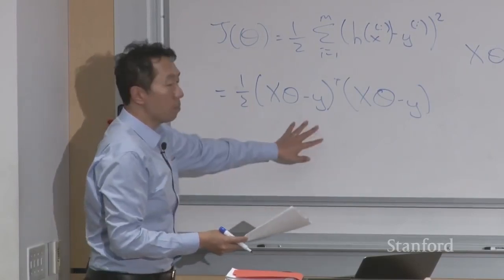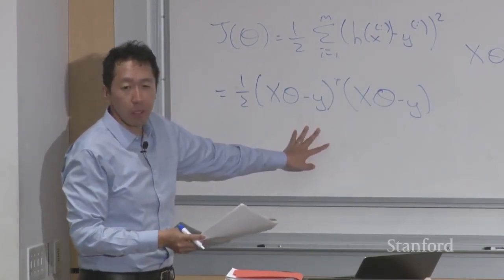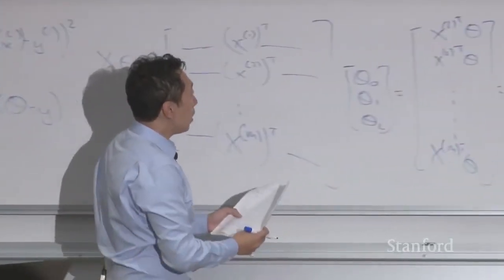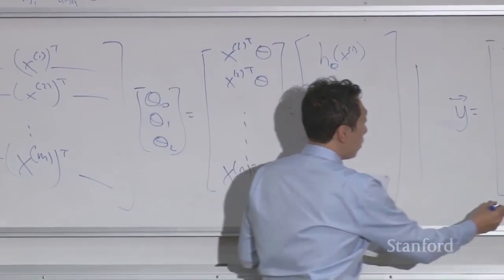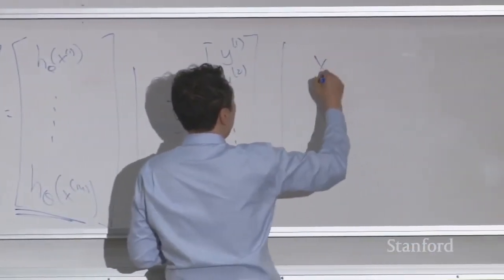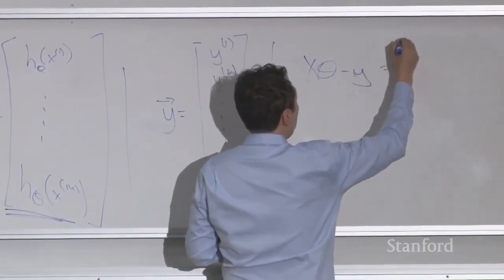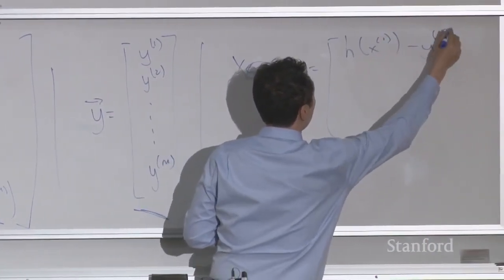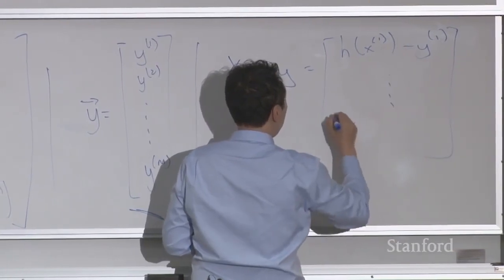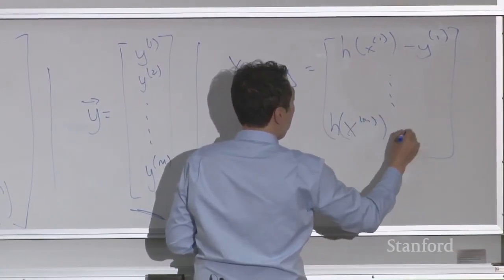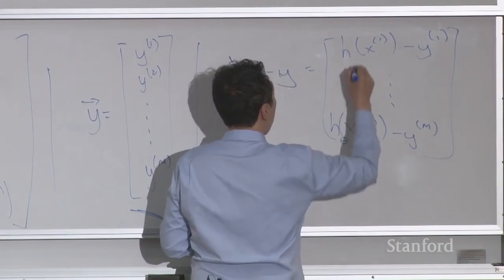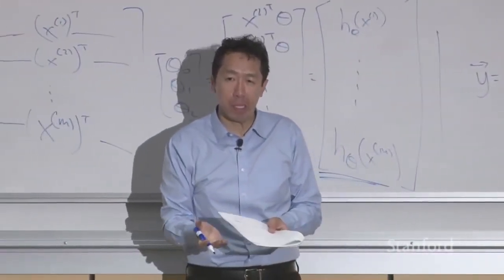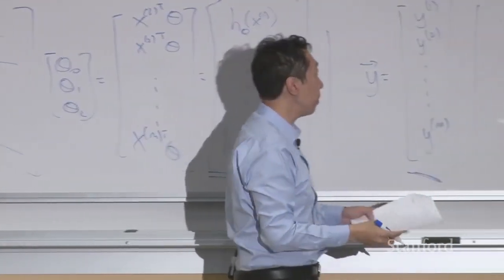Let me just outline the proof, but I won't do this in great detail. So x theta minus y is going to be, right? This is x theta, this is y. So x theta minus y is going to be this vector of h of x1 minus y1, down to h of xm minus ym. So it's just all the errors your learning algorithm is making on the m examples, the difference between predictions and the actual labels.